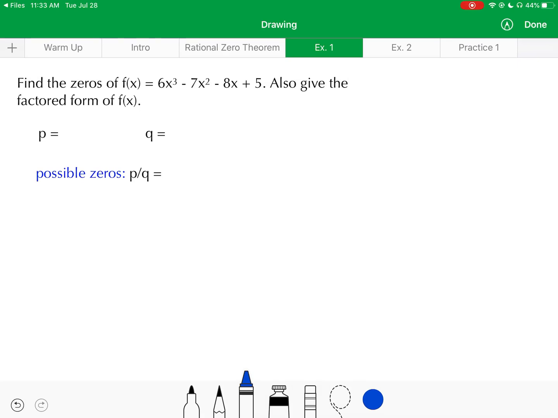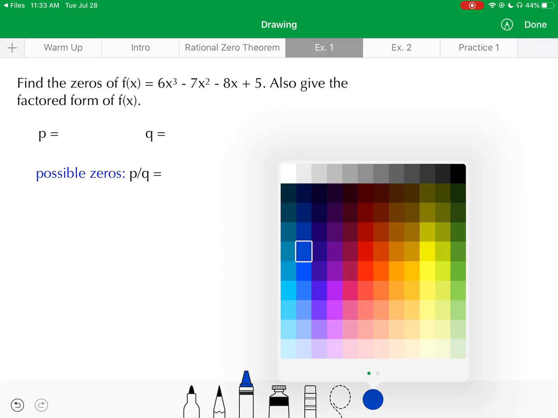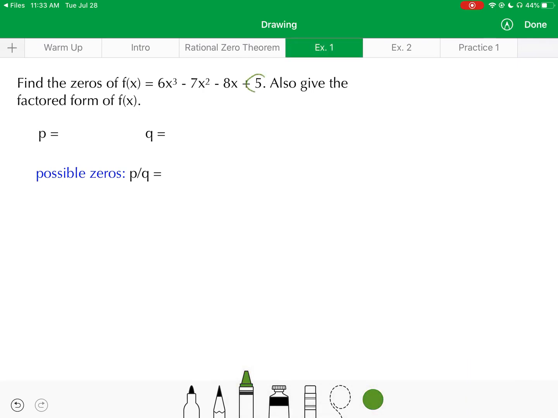First I will find factors of my constant, which is 5 in this case. The only factors of 5 are 1 and 5, and you've got to consider them as both positive or negative. Then I will find factors of my leading coefficient, which in this case is 6. I will assign those to the letter Q. Factors of 6 are 1, 2, 3, and 6, again considering positive or negative for each.